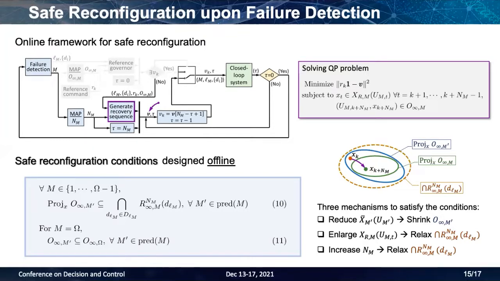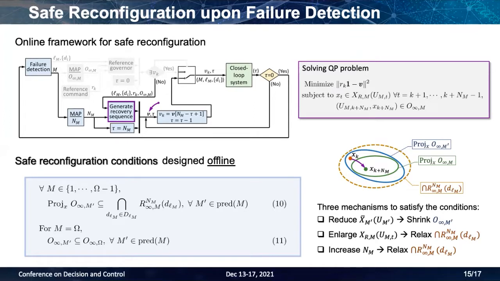Equation 10 says that for all failure modes, except for the last one, we need all projections of the constraint admissible set of the preceding mode M prime to be the subset of the intersection of the recoverable sets of mode M. For equation 11, it says that for the last failure mode, mode omega, we need all constraint admissible sets of the preceding mode M prime to be subsets of the constraint admissible set of mode omega.